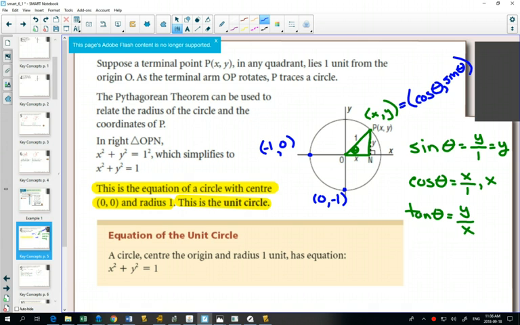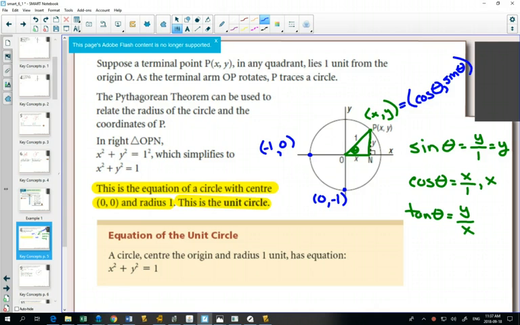That's going to be big idea number 1. That any point on the unit circle, and we'll summarize these and write these on the next page as well, can be represented by the cos of the angle and sine of the angle in standard position.